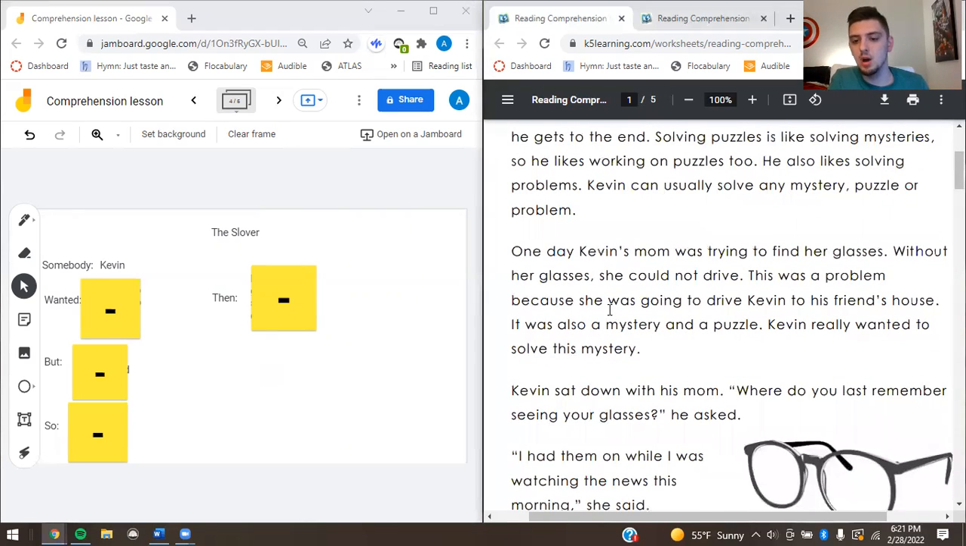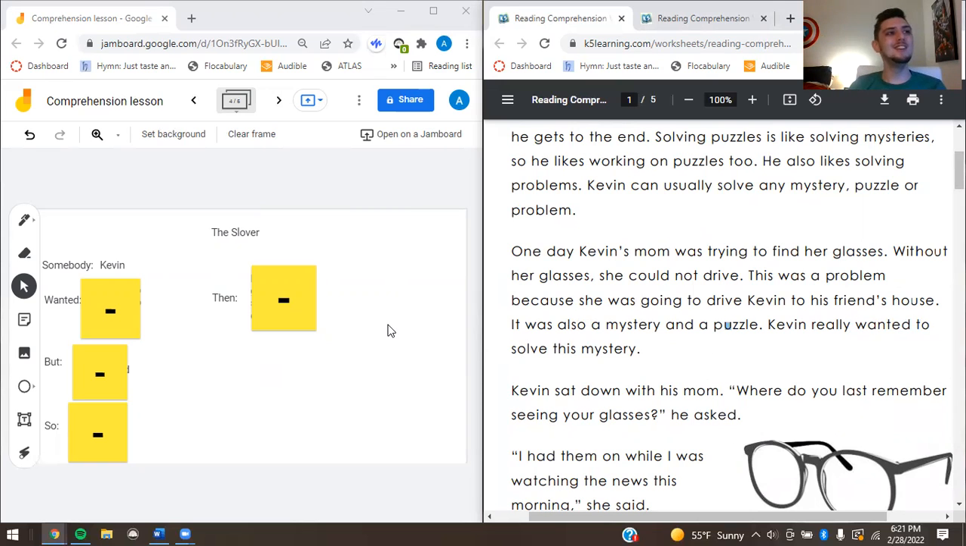One day, Kevin's mom was trying to find her glasses. Without her glasses, she could not drive. This was a problem. Ooh, let's keep an eye on this word. Let's read on. Because she was going to drive Kevin to his friend's house. It was also a mystery and a puzzle. Kevin really wanted to solve this mystery.